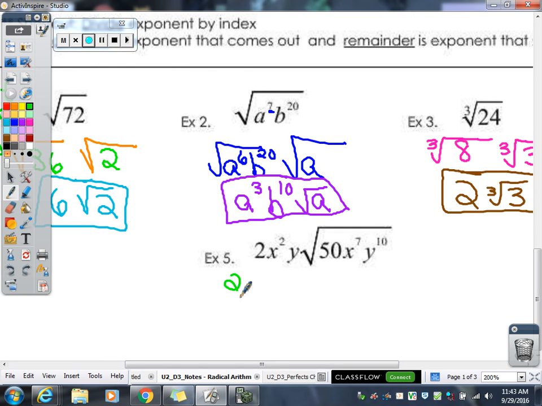We're going to keep our 2x squared y. That's going to stay out in the front. And then we set up our two radical signs. There is no little number written, so that's your hint that it's a square root. We don't always write the 2 when it's a square root. The other ones we always have to write. So the largest perfect square that goes into 50, 25. And then it's 25 times 2.